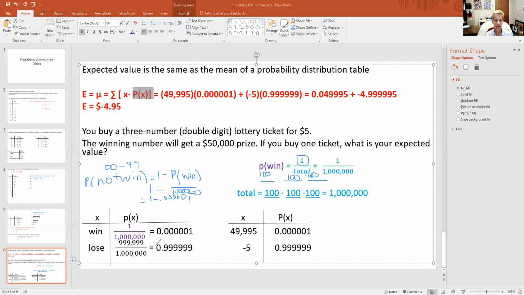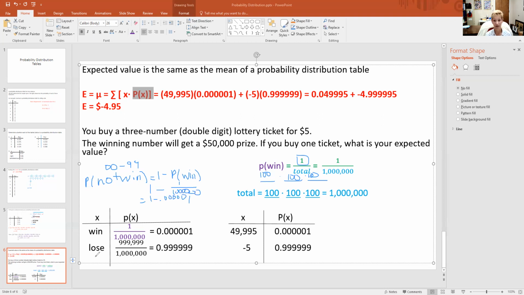And that's where I got this number. So your chance of losing or not winning is 1 minus the chance that you do win. So notice what happens. When I add these up, I get exactly 1. Now, the reason this isn't a probability distribution table, remember, I can't have words here.